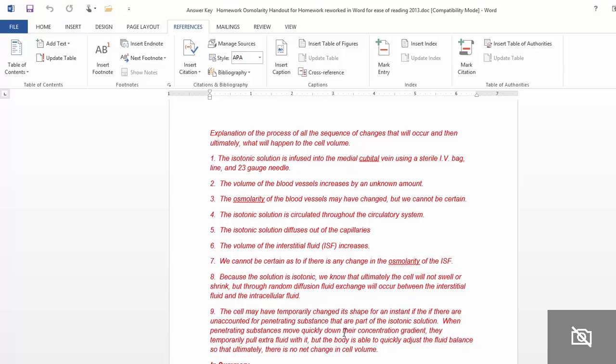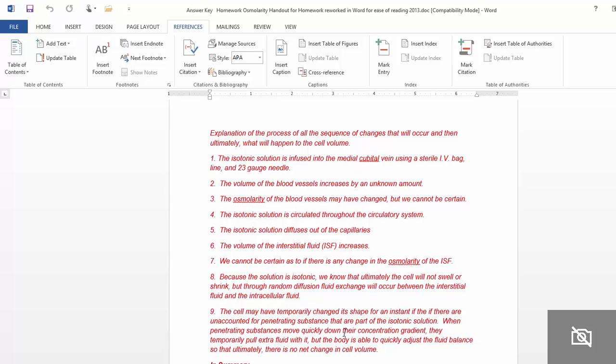Then you can say that this statement here is if it's going to move in or out of the cell. And that's what this is. So is it going to move in and out of the cell? On a net basis, no. But it will move in randomly. Okay? If we were hypertonic or hypotonic, it changes the story.